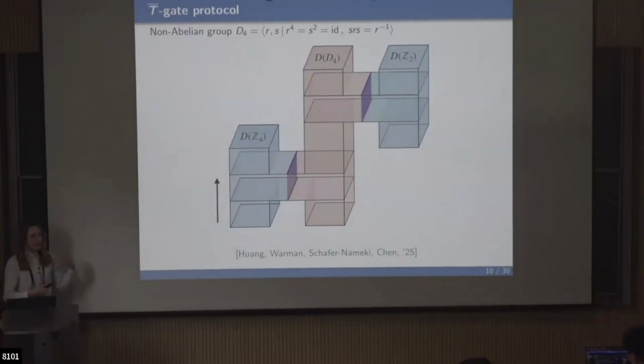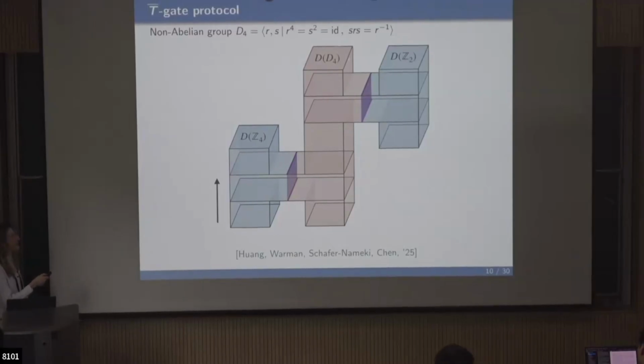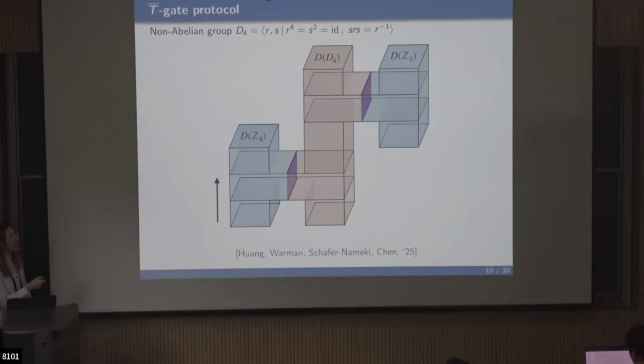So how can we use this hybrid lattice surgery to create magic states or non-Clifford gates in the surface code? Our aim is to generate, in this case, a T gate in the Z2 surface code. We will start with the Z4 code, then merge and split into D4, which is the semi-direct product of Z4 and Z2, where R labels the rotations of a square and S the reflections. And then we will again merge and split into Z2.